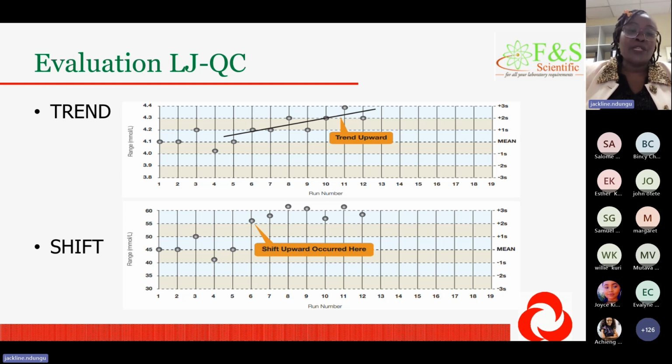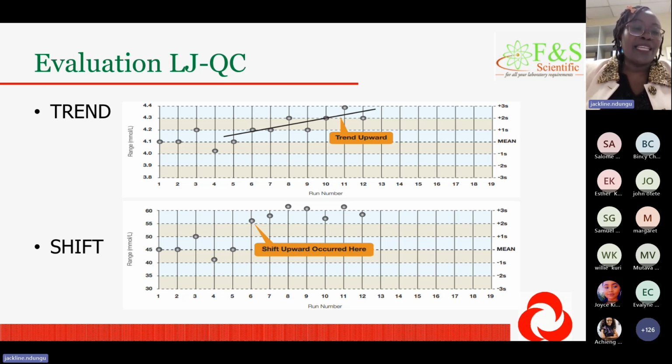And remember, I told you that immediately you run your QC, don't go for tea, then put your samples, then they are running, then you come after the results are out, then you forget even to look at your QC. So remember now, this is a trend. You ran here, it was like at the mean. You ran the other one, it went to your 1S. You ran another one, it's there. You ran another one, it's there.